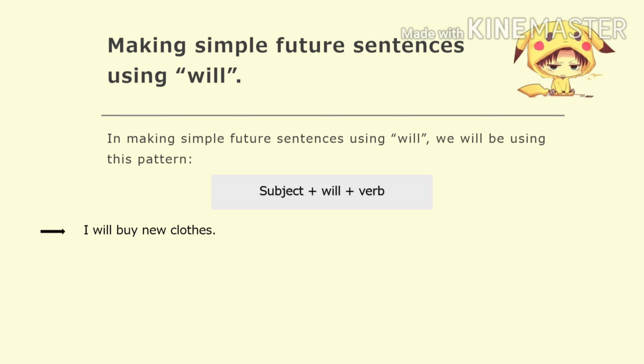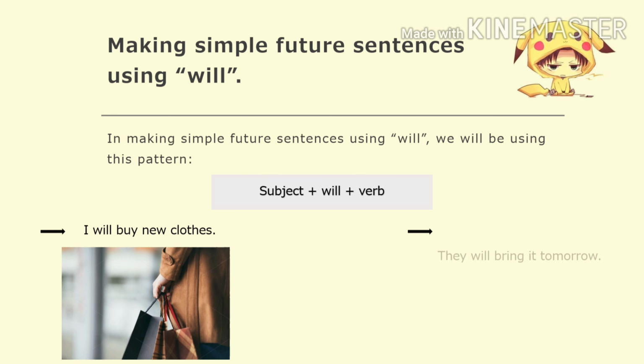For example, I will buy new clothes. They will bring it tomorrow. I and they here are the subjects, while both of them use will in the sentences, and buy and bring are the verbs.